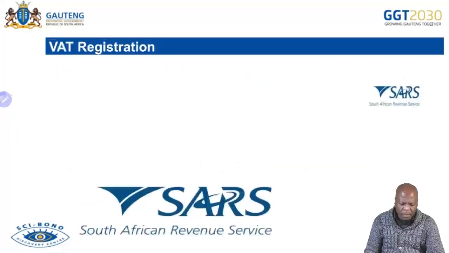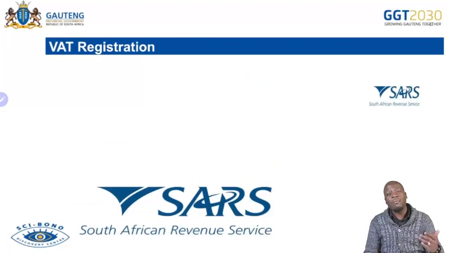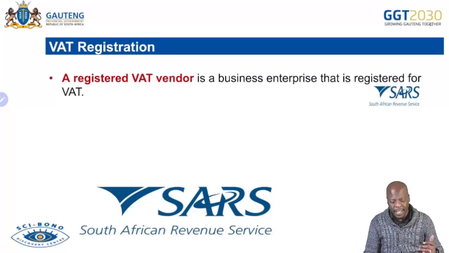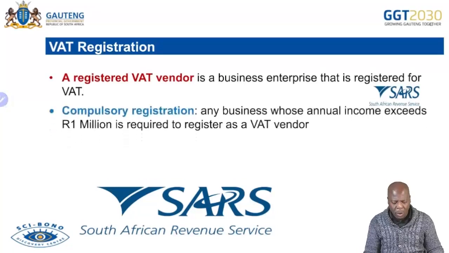Now, it is very important to know about VAT registration, and I am going to talk about how a vendor can register. A registered VAT vendor is a business enterprise that is registered for VAT. So you have to register for VAT, and it is obvious you have to register with SARS. It is also very important to know of the types of registrations that are given, the options.